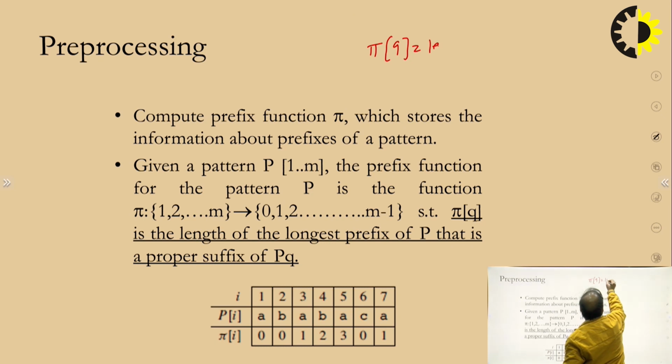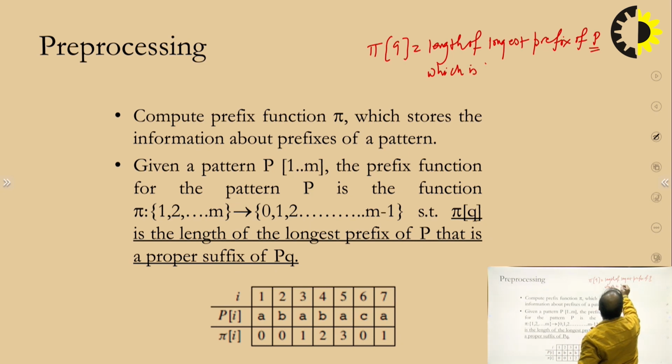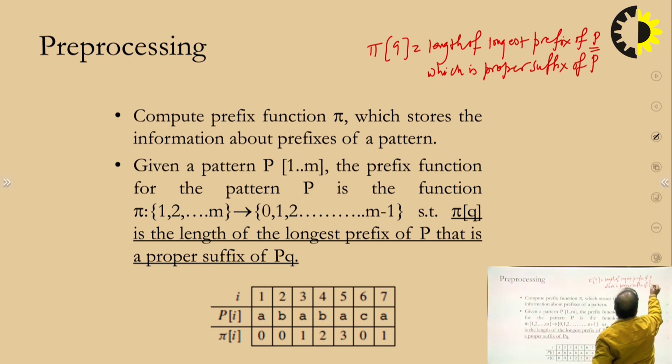Pi q is the length of the longest prefix of p, where p stands for pattern, which is a proper suffix of pq. Clear? This is how we are going to compute it. The q number will be from 0 to pattern length minus 1. This is the length of q.